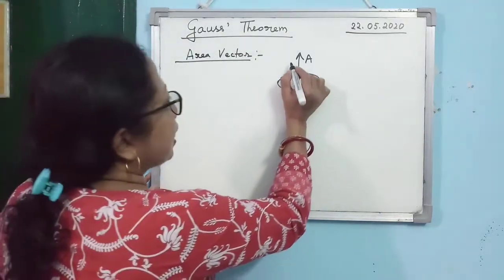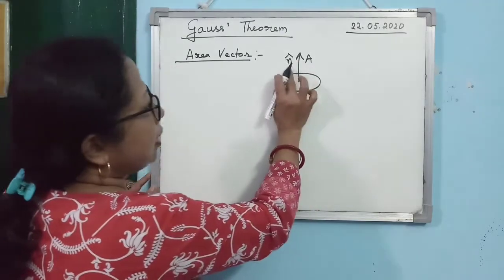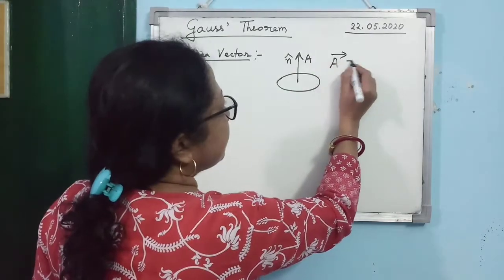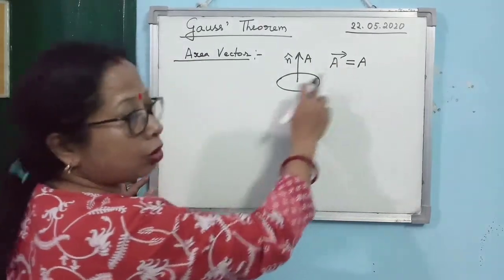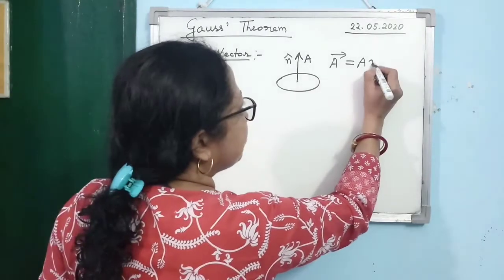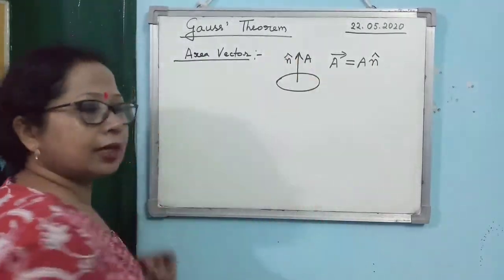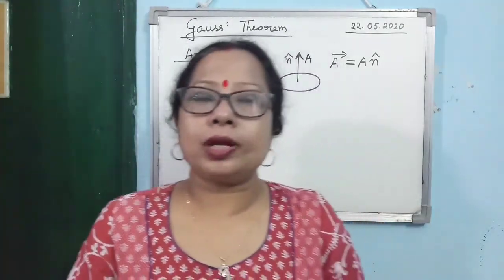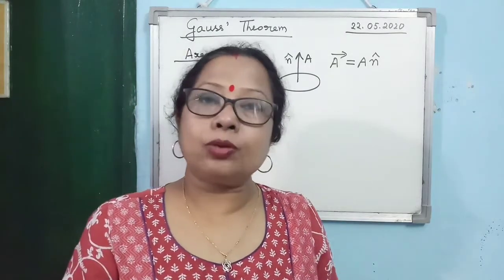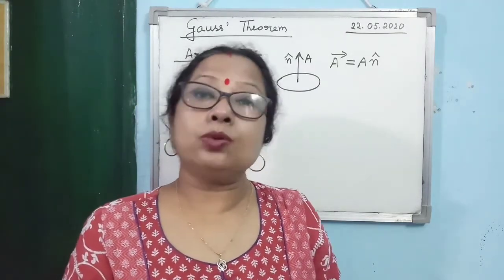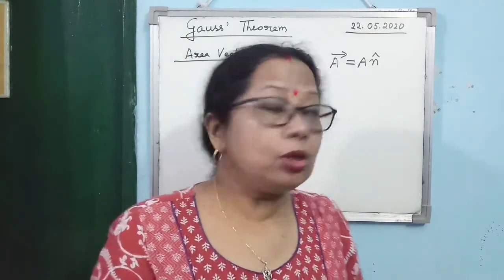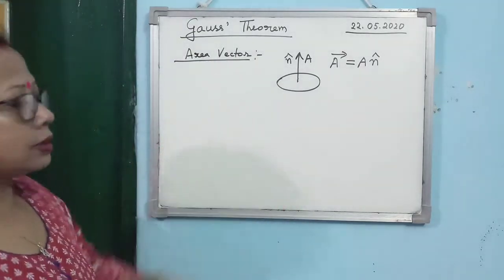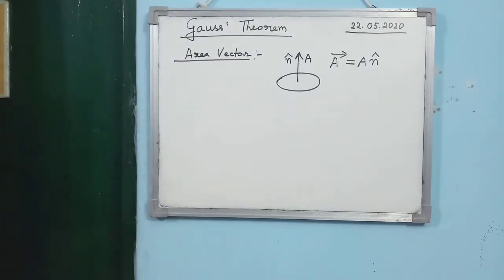If you consider that n is the unit vector along this area vector, how can you write down the area vector? The magnitude of the surface area multiplied by the unit vector along the direction of the area vector. So the very simple concept of area vector is this: it is a vector which is perpendicular to the surface and whose magnitude is equal to the area of the surface.